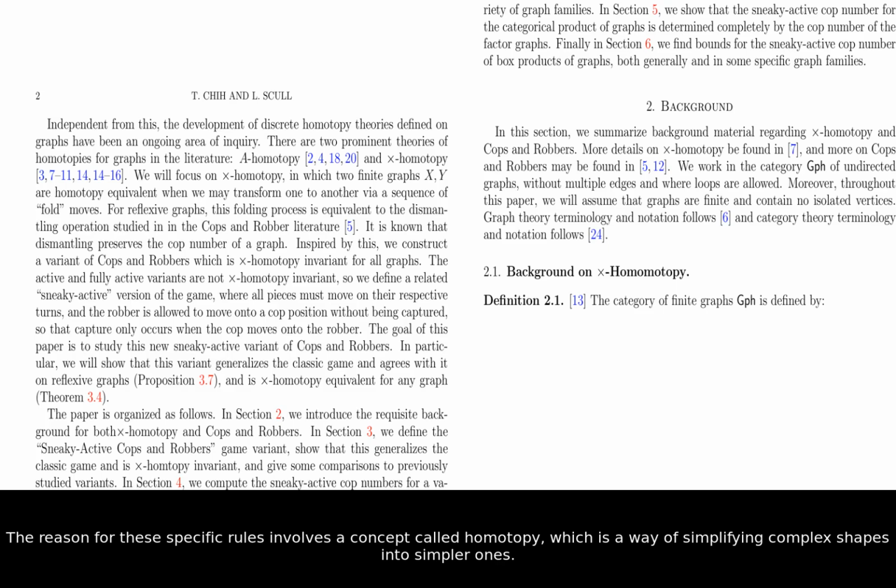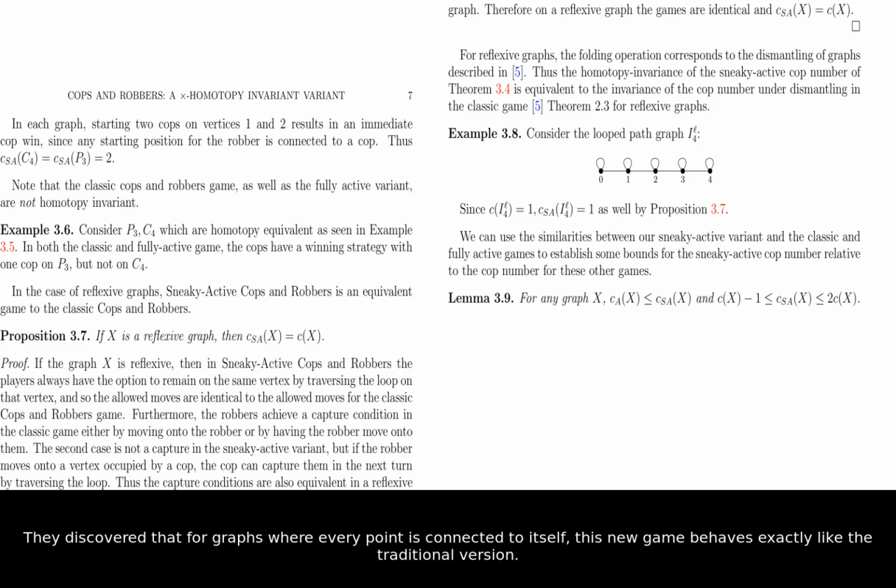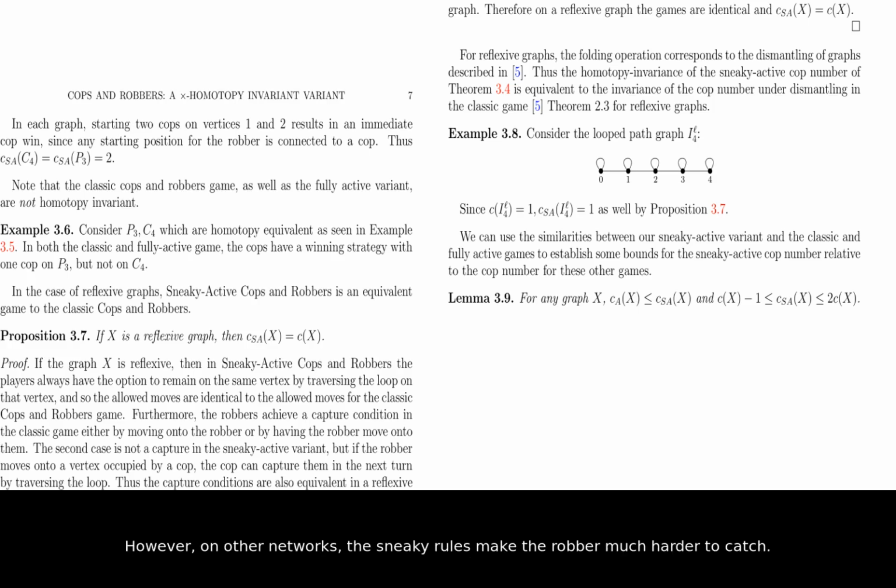cop's turn. The reason for these specific rules involves a concept called homotopy, which is a way of simplifying complex shapes into simpler ones. The researchers wanted a version of the game where the number of cops needed stays the same even if the graph is simplified or folded. They discovered that for graphs where every point is connected to itself, this new game behaves exactly like the traditional version. However, on other networks, the sneaky rules make the robber much harder to catch.